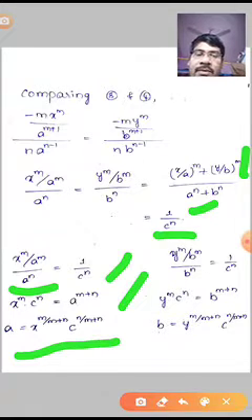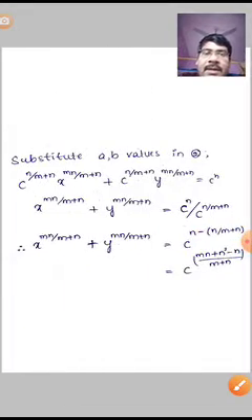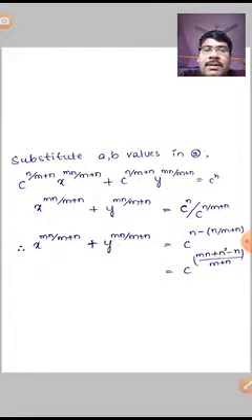Here a is equal to x power m by m plus n, c power n by m plus n. Similarly, b is equal to y power m by m plus n, c power n by m plus n. Here substitute these values in the relation of equation 2, we are getting this one.